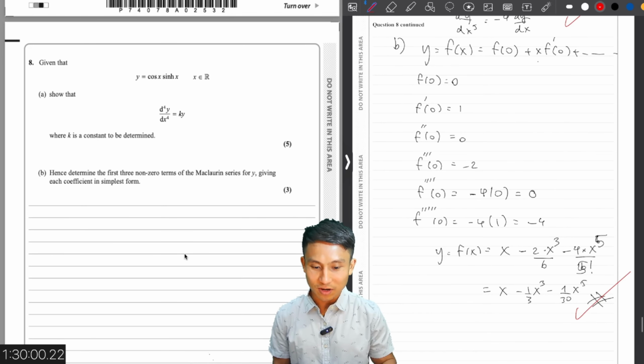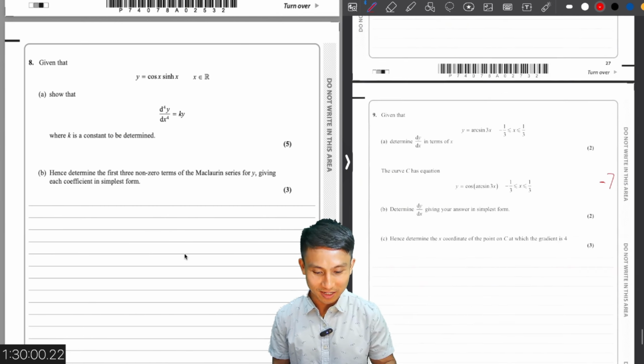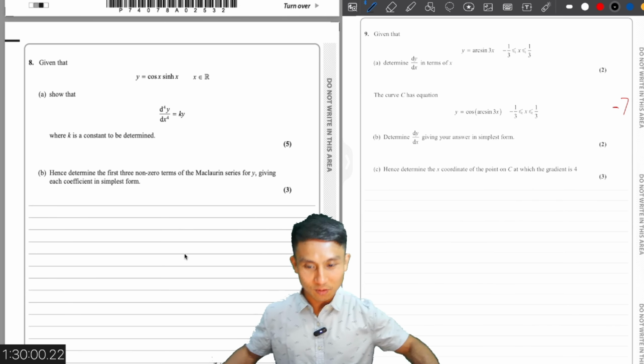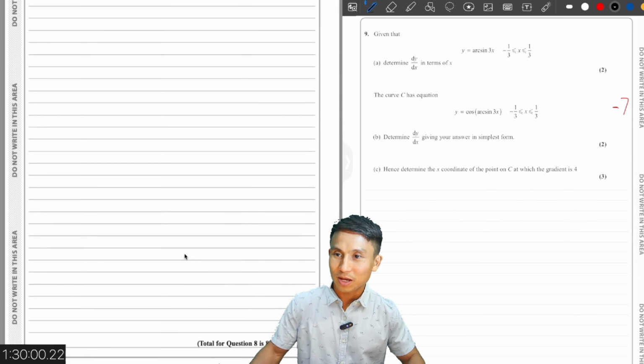And this one is right. I almost got it wrong though because I was rushing so badly, and this one I didn't do. So I'm going to do this one now, and then we finish the paper.